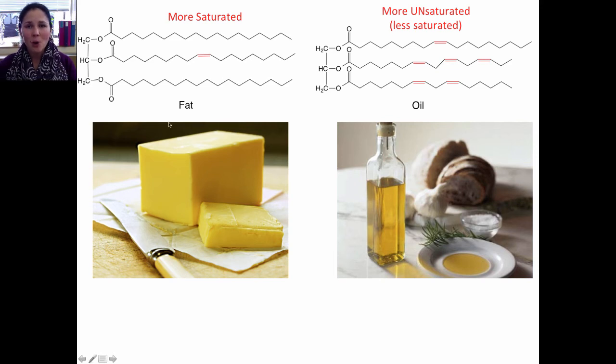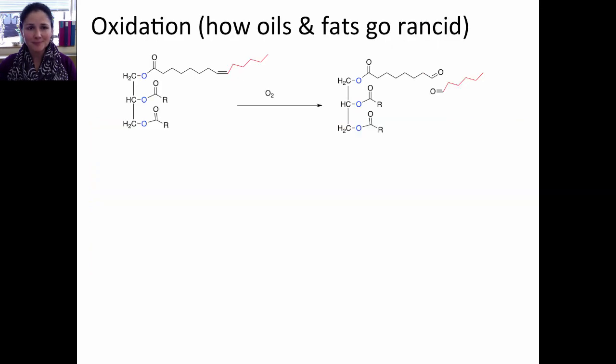Fats and oils are both in food products, and they both contain some unsaturation. The cis double bonds in fats and oils are reactive with oxygen in the air, and the reaction with oxygen is what makes fats and oils go rancid. Oxidation, or reaction with oxygen, is how oils and fats go rancid. Here's a reaction that's showing you what can happen when oxygen reacts with a cis double bond.